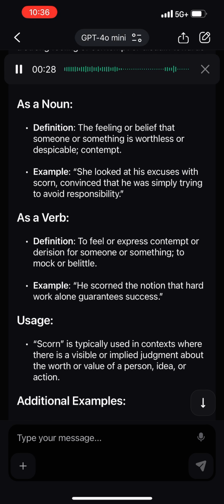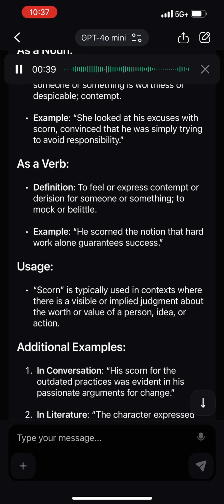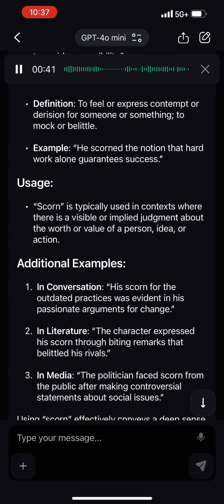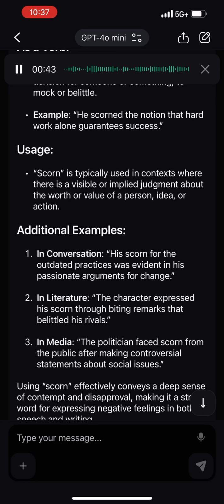As a verb, to feel or express contempt or derision for someone or something, to mock or belittle. Example: he scorned the notion that hard work alone guarantees success. Usage: scorn is typically used in contexts where there is a visible or implied judgment about the worth or value of a person, idea, or action. Additional examples. 1. In conversation.